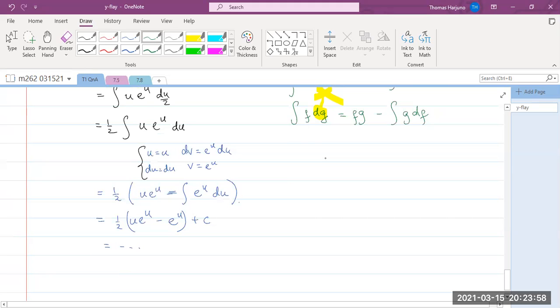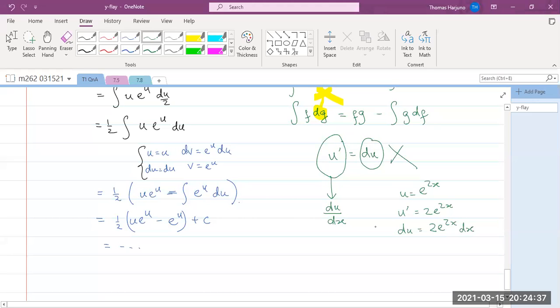Okay, to be more precise, some of you misunderstood that u prime equals to du. That's not true. This is derivative notation. This is differential notation. Now, u prime stands for du dx. Let's say your u equals to e to the 2x, right? Then u prime equals to 2e to the 2x. However, if you write du instead, then it has to be 2e to the 2x dx. Either this one or this one, but not du equals to 2e to the 2x. No. If you do differential on one side, then you do differential on the other side.